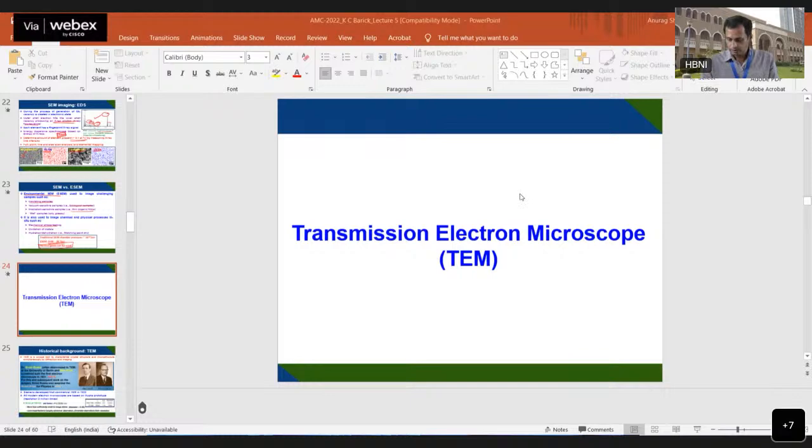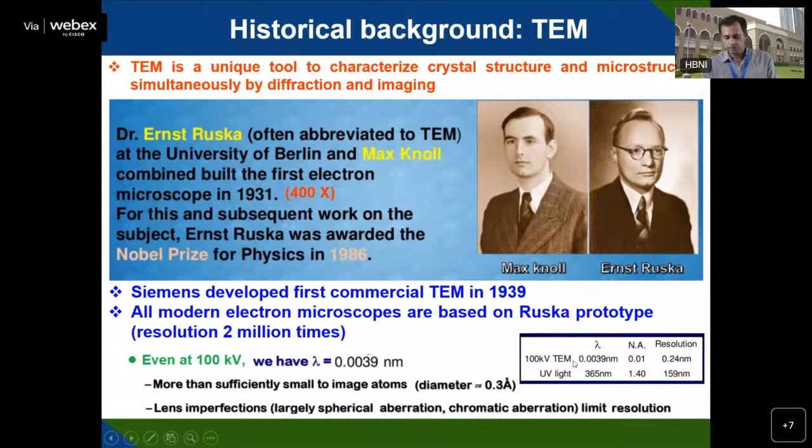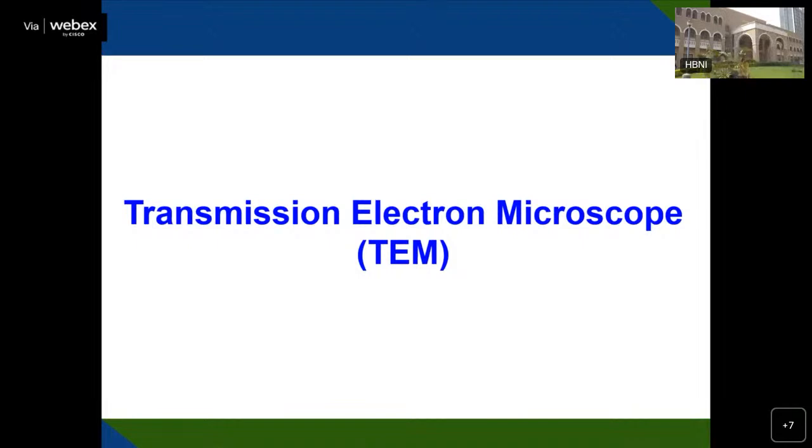If there is no question on the scanning electron microscope, we'll now go to the transmission electron microscope. In the SEM we use backscattered electrons as well as secondary electrons, whereas in the transmission electron microscope we mainly deal with transmitted electrons.